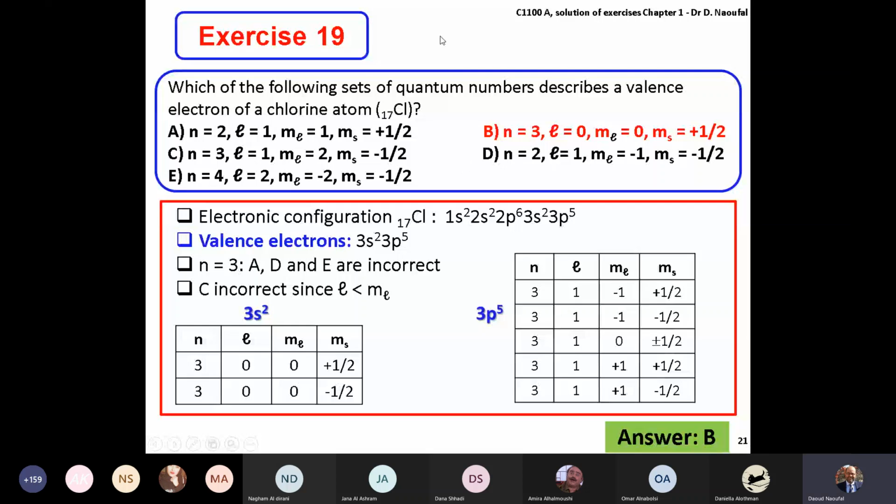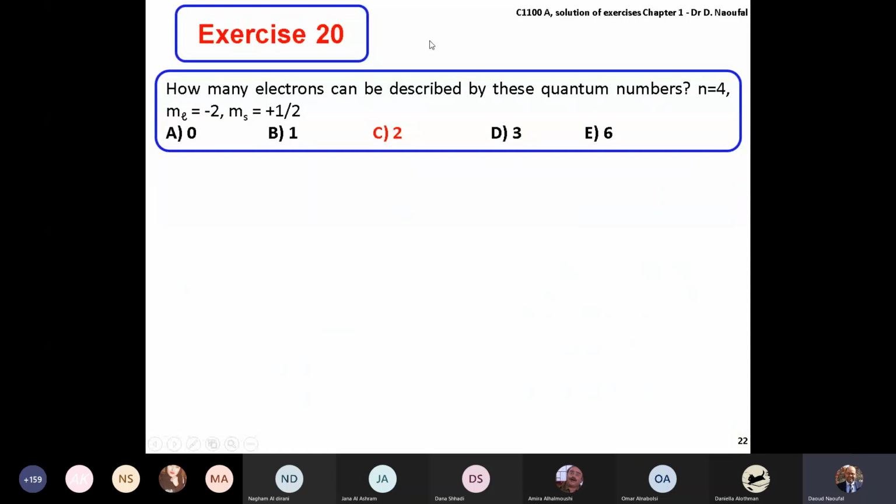So the correct answer is B. Exercise 20. How many electrons can be described by the quantum numbers n equal 4, ml equal minus, ms plus half? Okay.